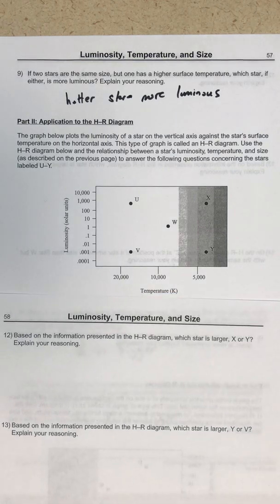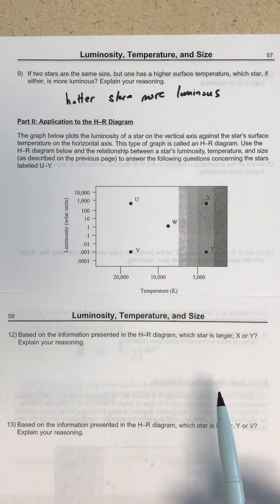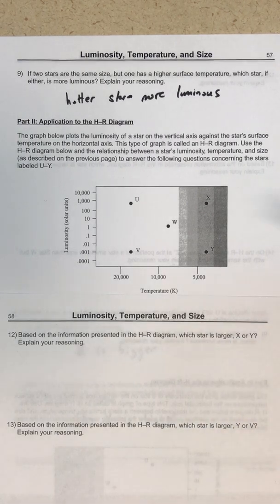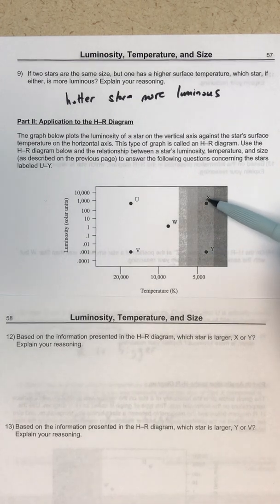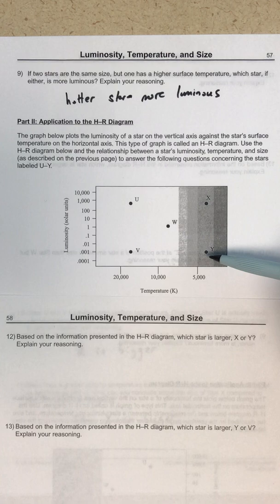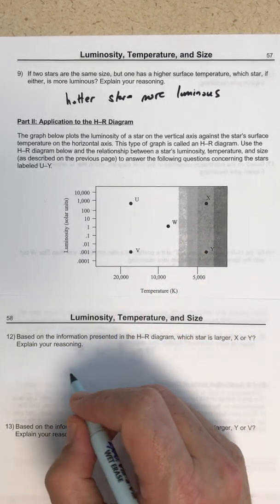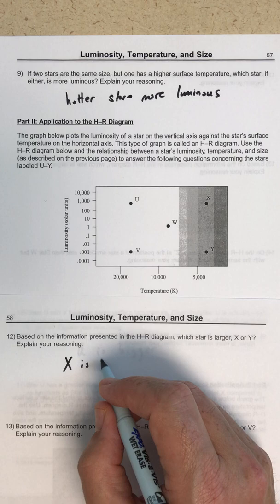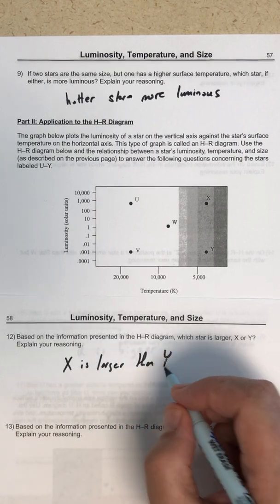Alright, question 12. Based on the information presented in the HR diagram, which star is larger, X or Y? Explain your reasoning. Alright, so star X compared to star Y. X is more luminous but has the same surface temperature as Y. Therefore, X has to be bigger. X is larger than Y.